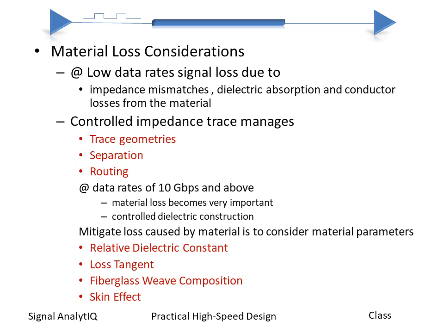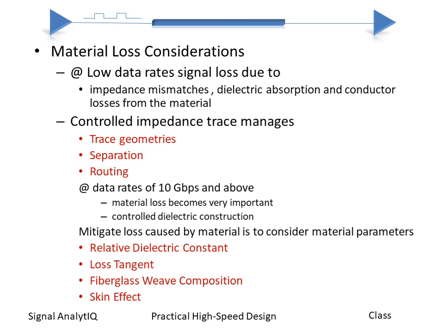Material loss considerations: at low data rates, signal losses are due to impedance mismatches, dielectric absorption, and conductor losses from the material. So, controlled impedance traces manage this. That means that if you have a controlled impedance in the trace, it can be managed based on the trace geometries, the separations of the traces, and how you route them on the printed circuit board.